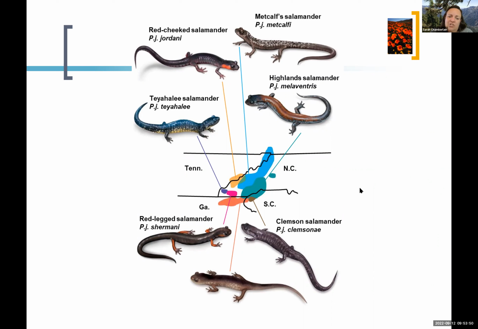Salamanders have much less ability to move from one place to another because they need to be moist. So they generally live in damp leaf litter and places that have a lot of moisture.